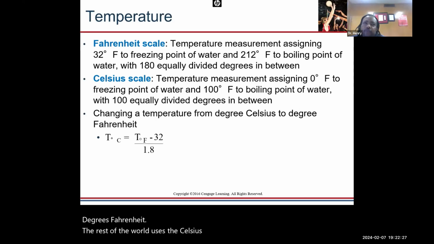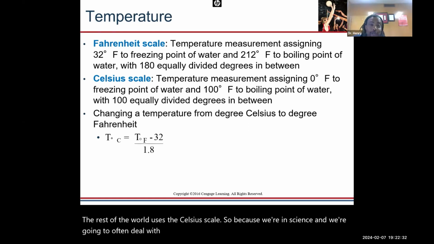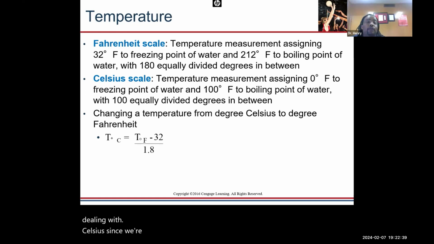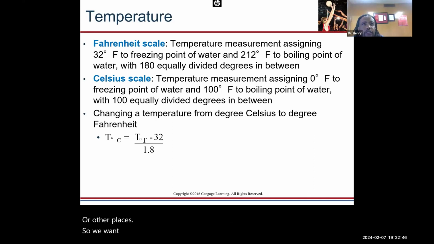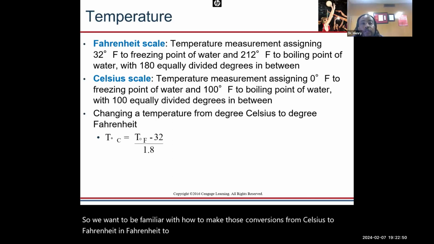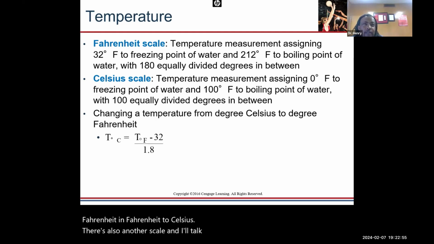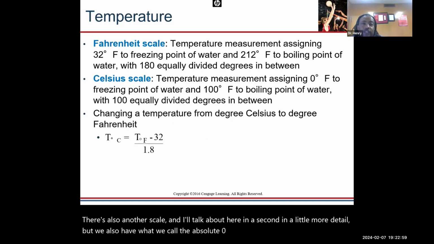Because we're in science, we're going to often deal with the US, since we're in the US, and we're also going to be dealing with Celsius since we're often working with people from other countries or other places. So we want to be familiar with how to make those conversions from Celsius to Fahrenheit and Fahrenheit to Celsius. There's also another scale, and I'll talk about it in a little more detail, which is the absolute zero scale, the Kelvin scale.